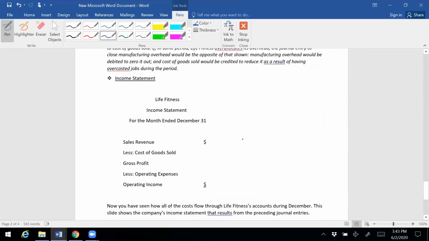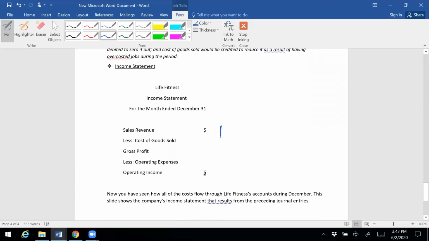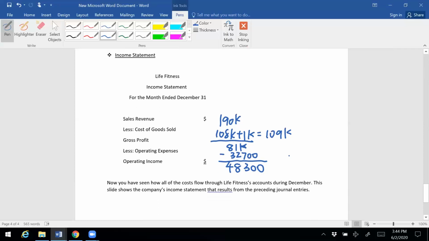You got your income statement. I'll put it here one more time. Your revenue is 190,000. Cost of goods sold was 108,000 before the adjustment, but we under allocated 1,000, so we have to adjust by 1,000. Our adjusted figure is 109,000. We get our gross profit is 81,000. We minus all the operating expenses, 32,700. We get our operating income of 48,300. That is our income statement. Okay, I stop here.